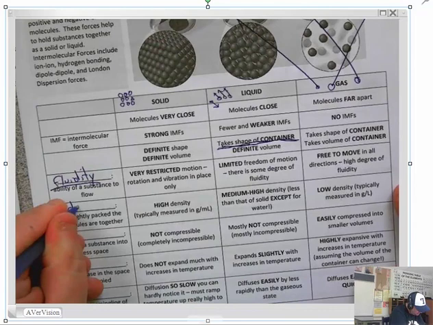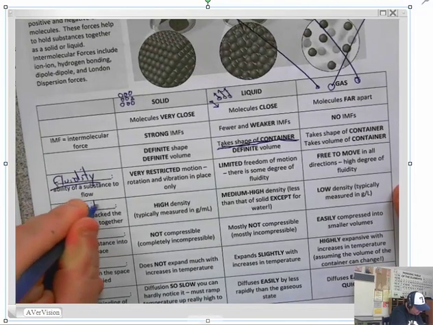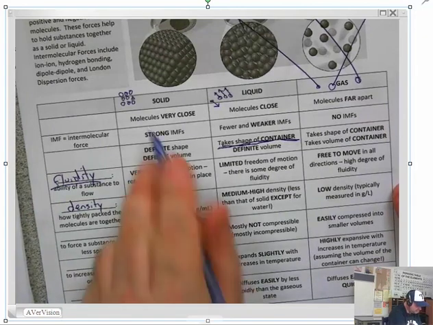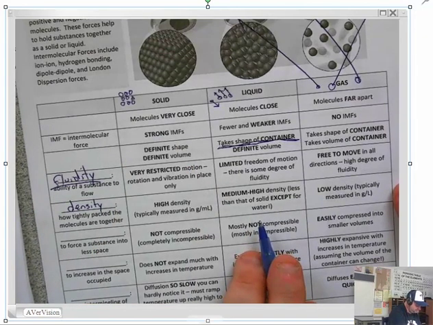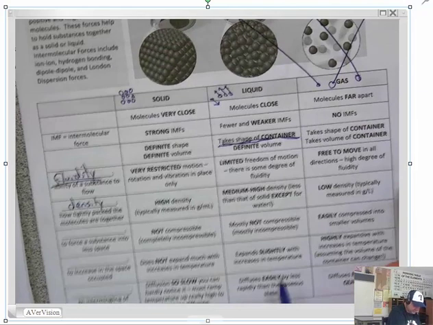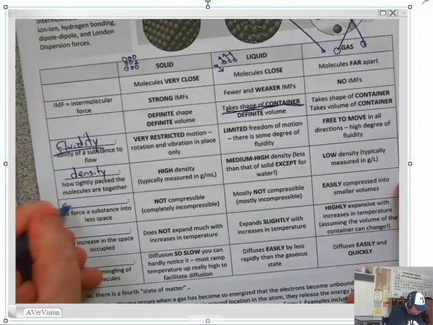Density. It's how closely the atoms are packed together. It's mass per unit volume, which we've already learned. Solids have a high density, while gases have a low density. Compressibility.